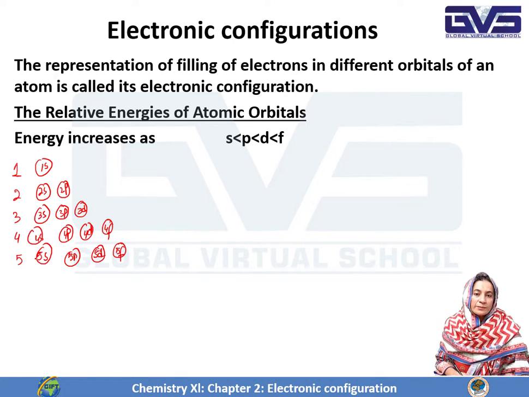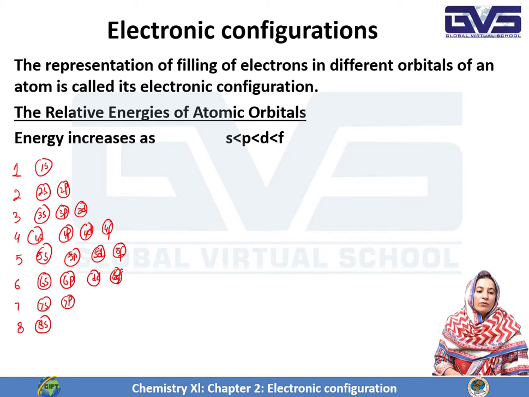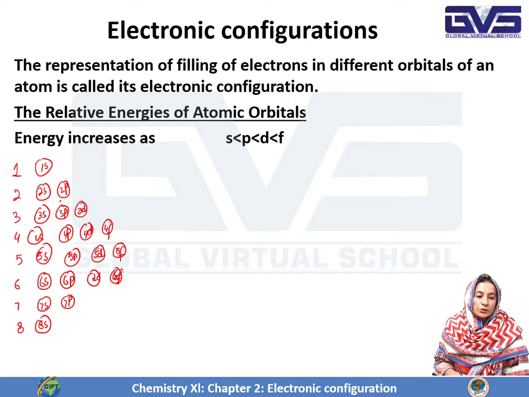Up till now we have mostly learned about s, p, d and f. And for 6 it will be 6s, 6p, 6d and 6f. There is no need to write this 6f. For 7, 7s, 7p, and for 8 just write 8s. So for 1, 1s, for 2, 2s, 2p, for 3, 4, 5, 6, 7 and 8.